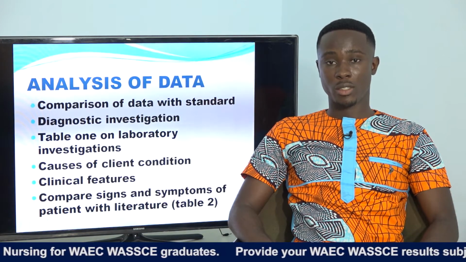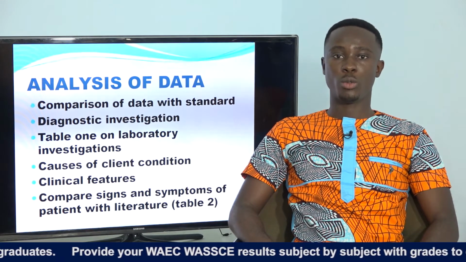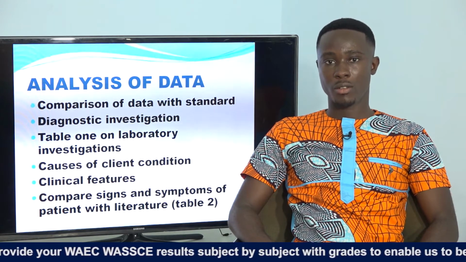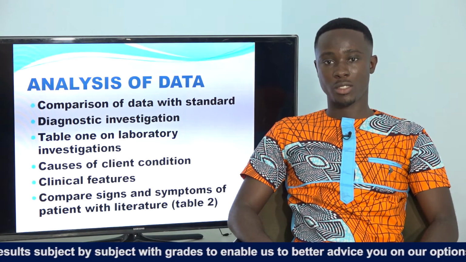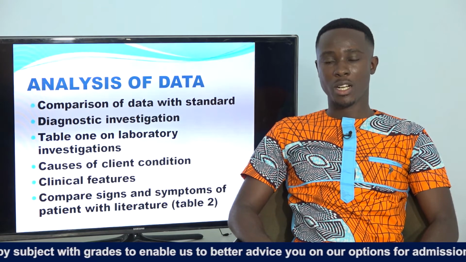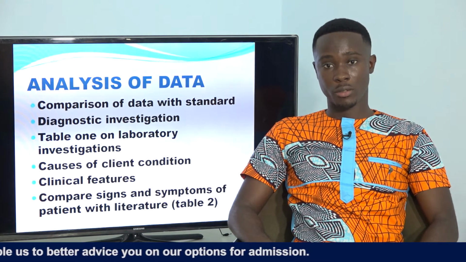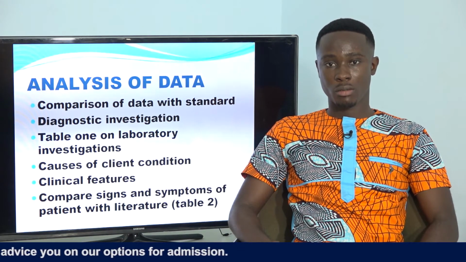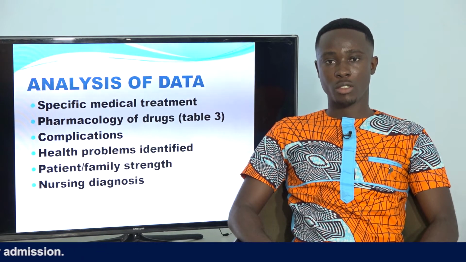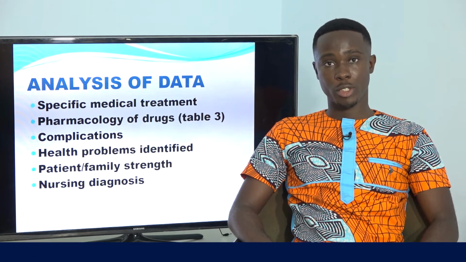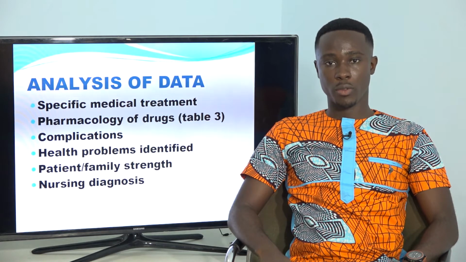We'll start with the analysis of data. In analysis of data, there are components. So we start with a comparison of data with standards for the diagnostic investigations. That will be table 1. Causes of the client's condition or the patient's condition. Clinical features. And the clinical features, we'll be comparing clinical features in literature review to clinical features exhibited by the patient. Then that will be table 2. And we'll go to specific medical treatment or surgical treatment. Then we'll move on to pharmacology of drugs. Pharmacology of drugs will be table 3.